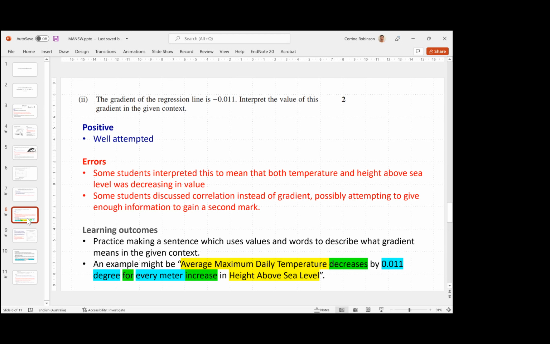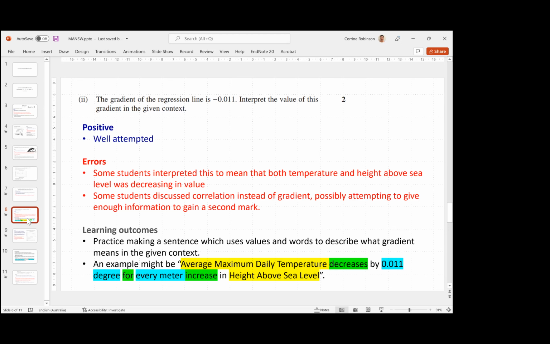So I suppose the learning outcome then is to practice making succinct sentences that are precise and accurate about what we're talking about. And you can use values as well as words to describe what the gradient means. So an example I have might be that the average daily temperature decreases by 0.011 degree for every metre increase in height above sea level.